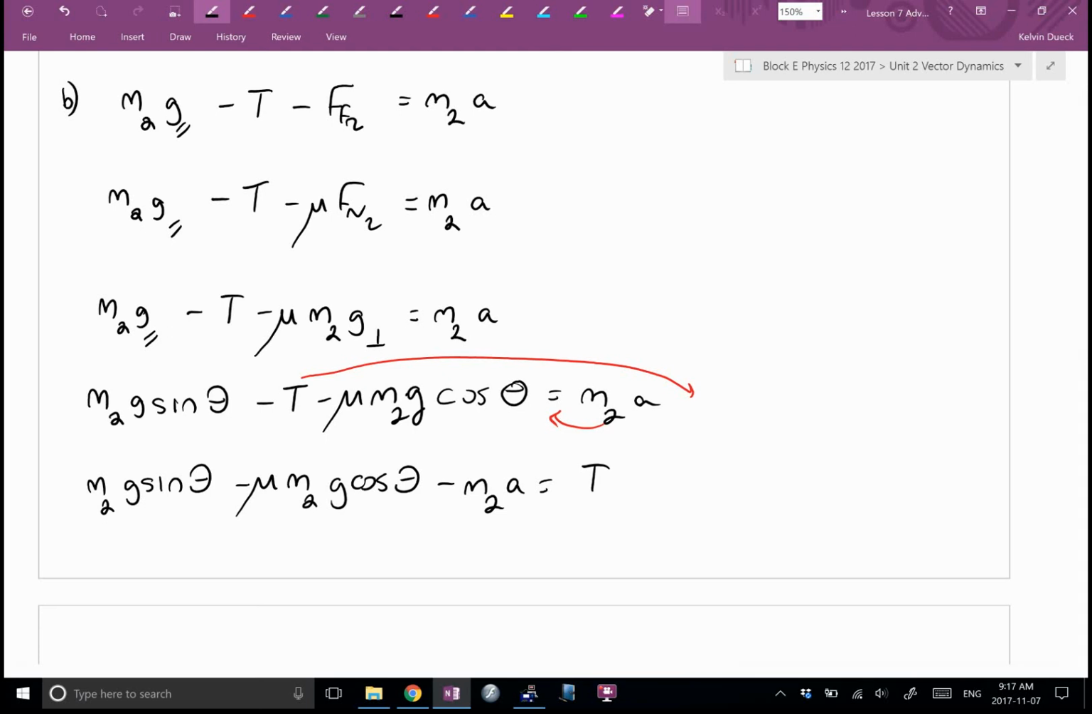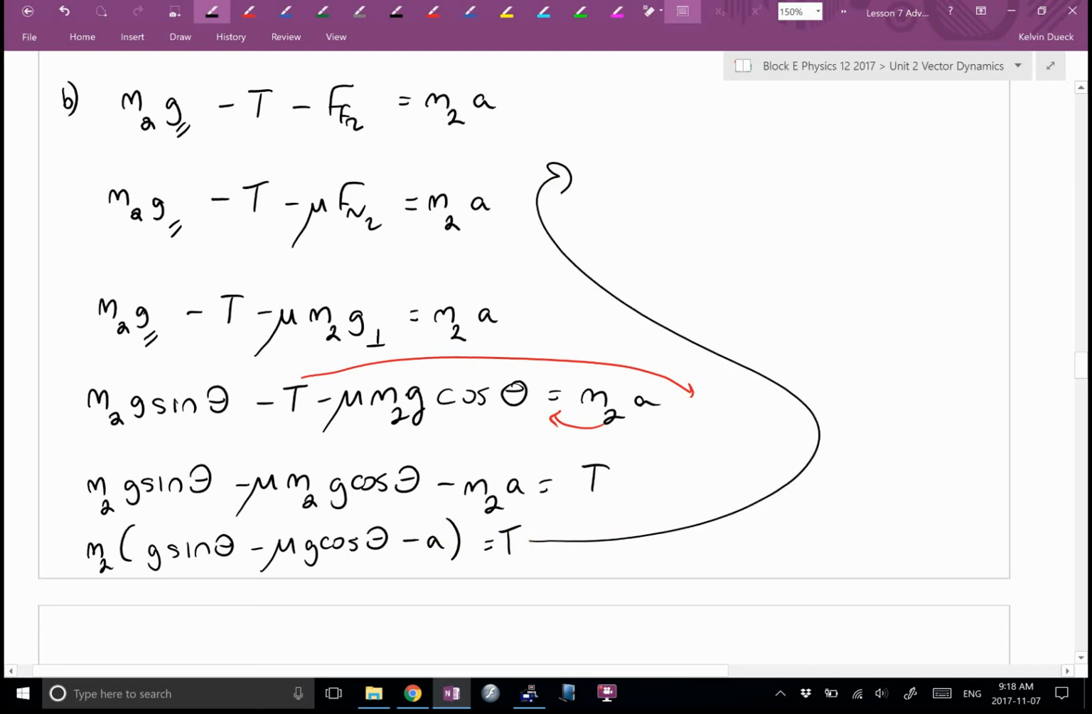How many M2s do I have? 3. How many would I prefer, Josh? You know, it'd be really cool if it was a Math 9 operation that I could pull out of my back pocket and somehow change this from 3 M2s into 1 M2. And there is. Which one? I can factor this, really? So it's going to be M2 bracket, and then there's going to be a G sine theta minus mu G cos theta minus A. That equals the tension.